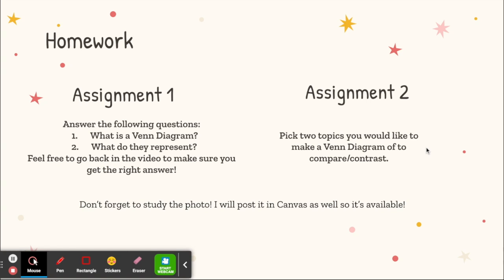And then assignment 2 for tonight is to pick 2 topics you would like to make a Venn diagram of to compare and contrast. Whatever 2 topics you want, but just make sure that you have 2 of them ready for the next time we meet. And then lastly, do not forget to study the photo. I will post it in Canvas as well so that it's readily available to you and you don't have to keep going back in the video. But please make sure that you study it because you will be quizzed on it.